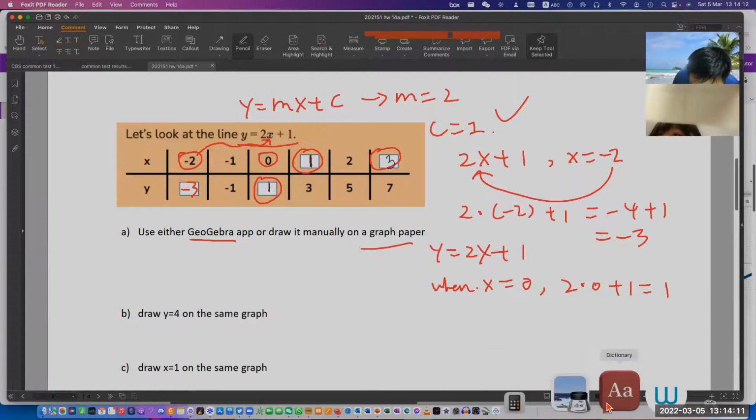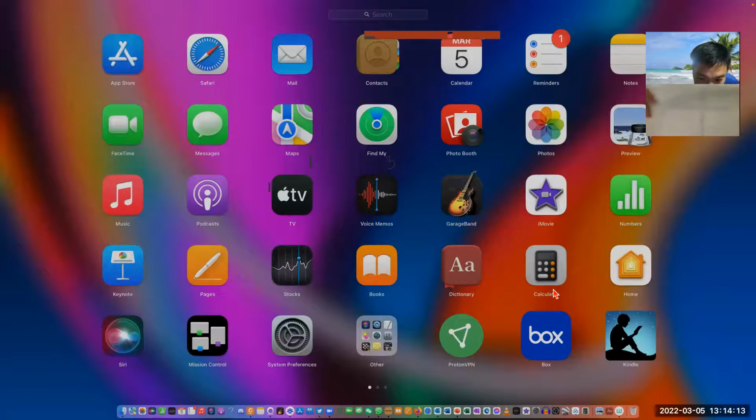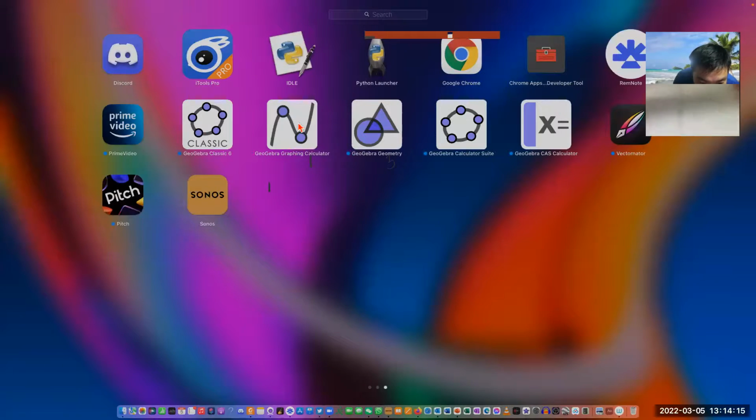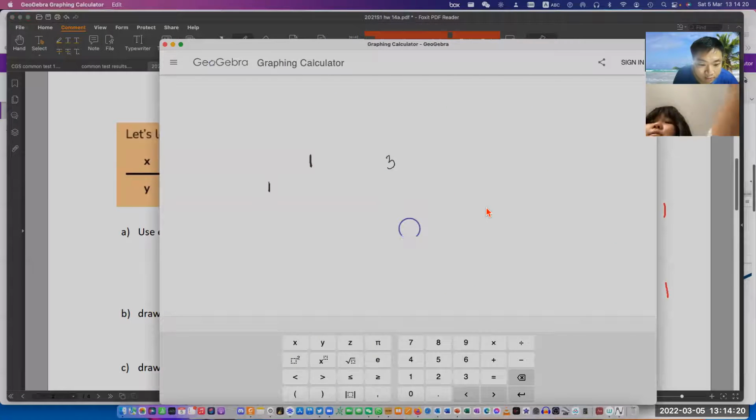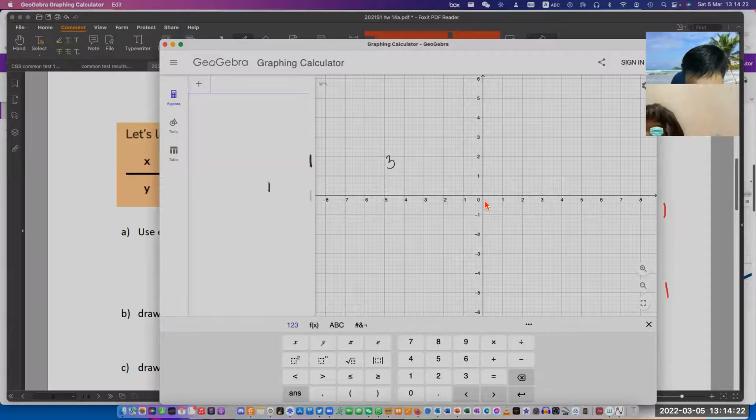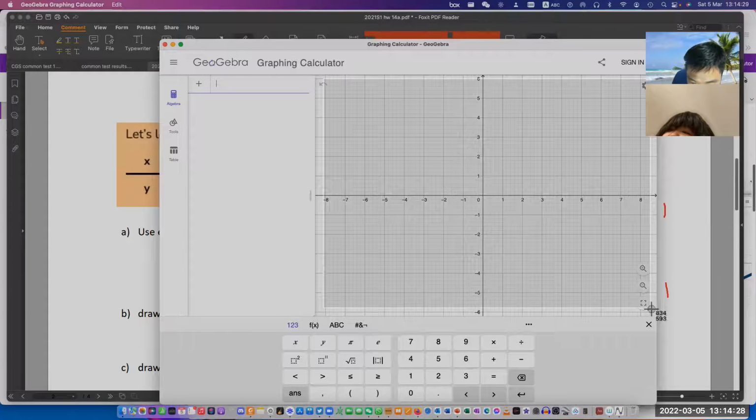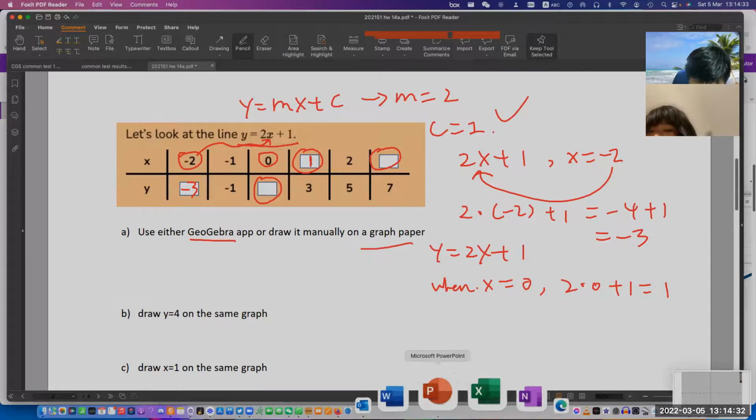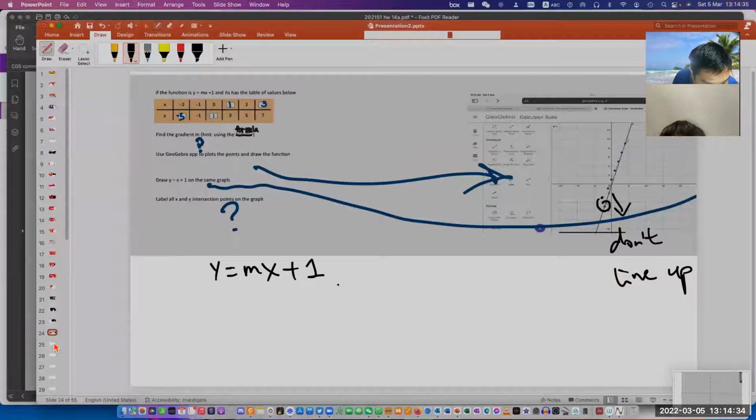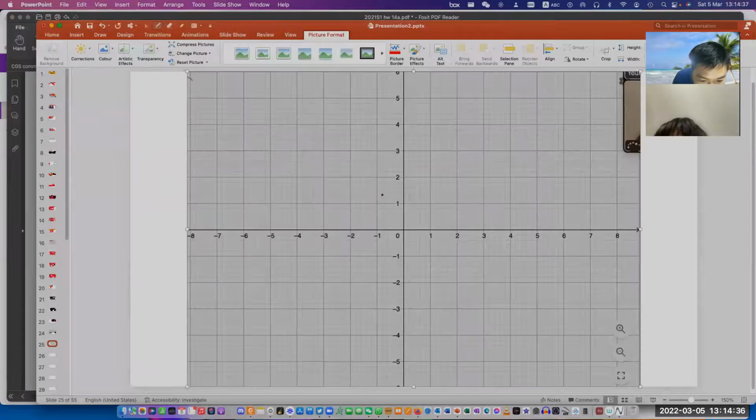Did you do that using GeoGebra or graph paper? Graph paper. Oh, okay, good. So there is a trick here. I don't need to have graph paper. I just crop this, and this is going to be my graph paper. You see, I have graph paper already. I don't need to draw it myself.